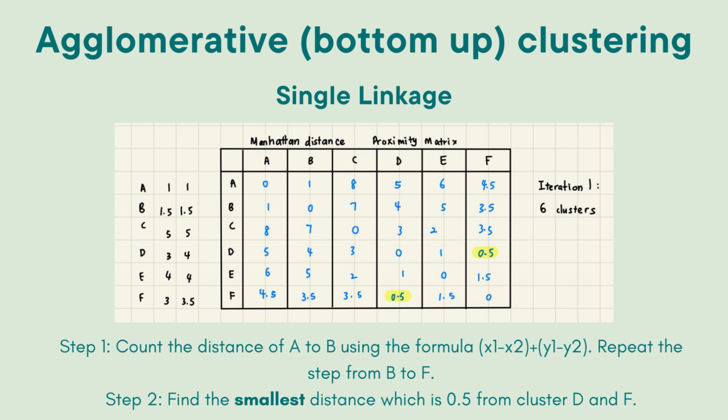I will now briefly explain how to count for the agglomerative clustering, which is also known as bottom-up clustering. We will use single linkage for the explanation. For the first step, we need to count the distance between A to B using the formula x1 minus x2 plus y1 minus y2, and fill up the table by applying the formula from A to F. Next, look for the smallest distance, which is 0.5 from D and F. Combine cluster D and F and make them into a cluster.